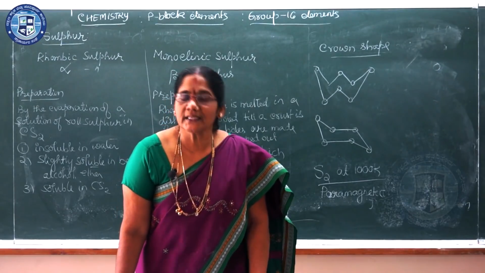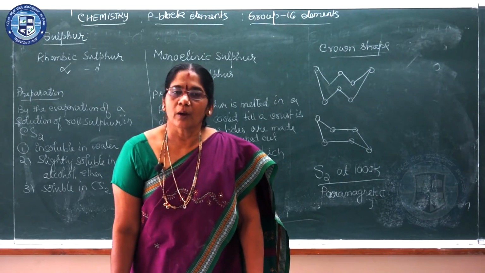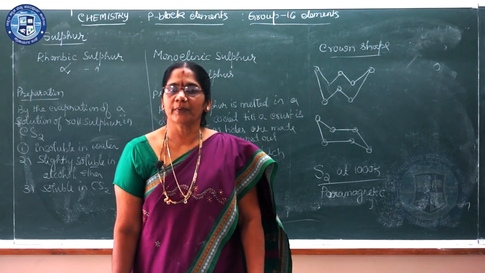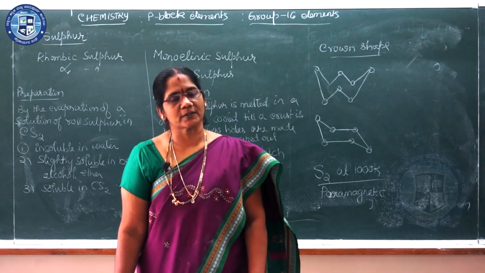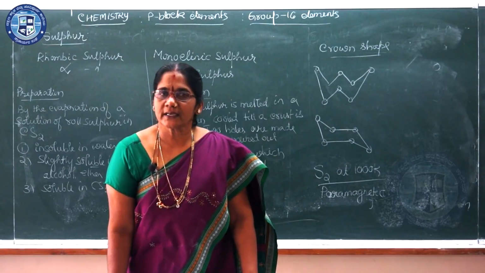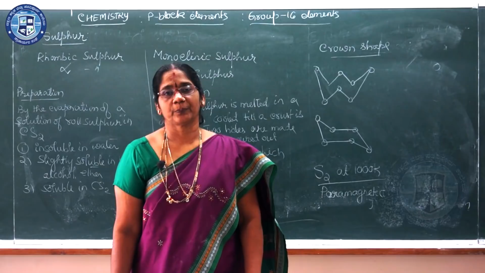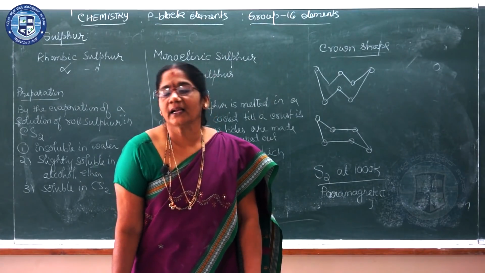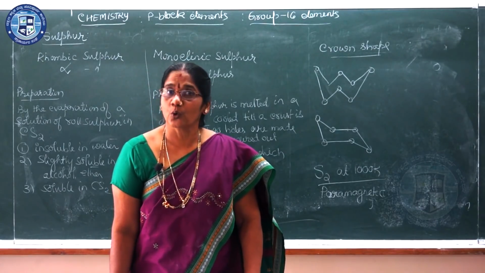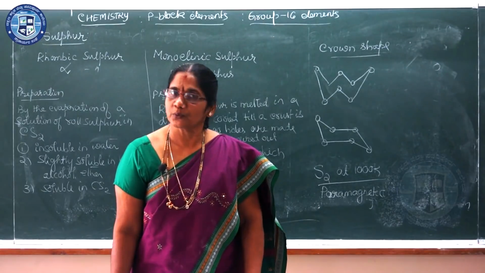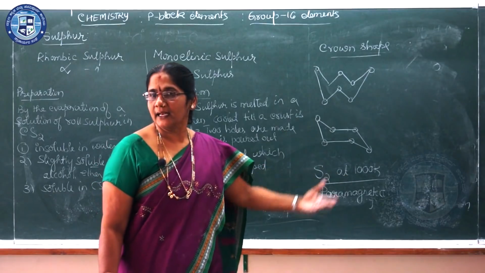Among the group 16 elements, we have studied their common atomic properties, physical properties and chemical properties. Then the anomalous behavior of oxygen. Then we have studied the preparation, properties and uses of oxygen, oxides and their classification, then the preparation, properties and uses of ozone and the importance of the ozone layer. Now we will shift our study to the second element, sulfur.